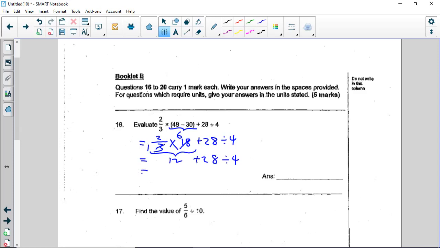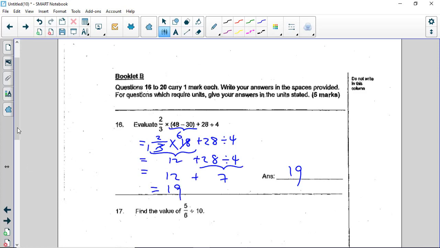And then what do you do next? The divide. So you have 12 plus 7, and that's how you get 19. Okay, so the answer is 19. So put everything in one step. Don't break up the steps. Once you break up the steps, you find that you forget to do something later.